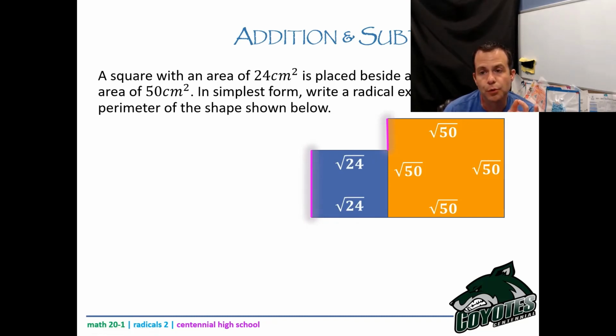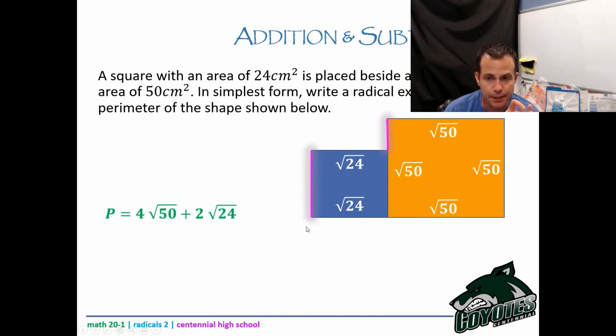So again, I'm ignoring this side because I included it by saying 4 root 50, okay? Because I had a root 50 here, that's this piece plus this piece. So 4 root 50 takes care of, essentially, if you can follow my mouse, here and here and here, as well as here and here, okay? Then I've got that 2 root 24 for my missing two pieces here. So perimeter is 4 root 50 plus 2 root 24.